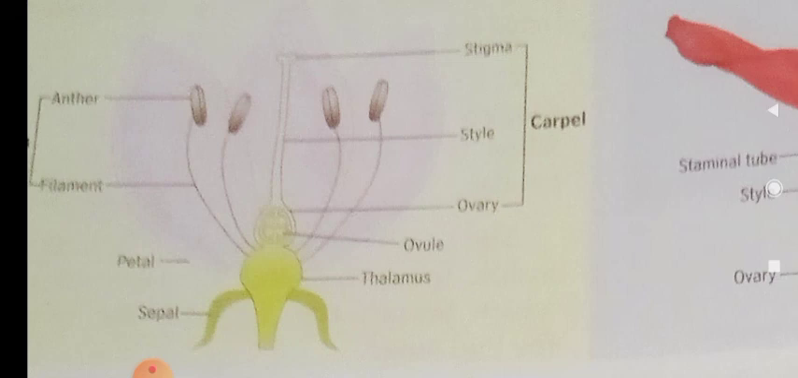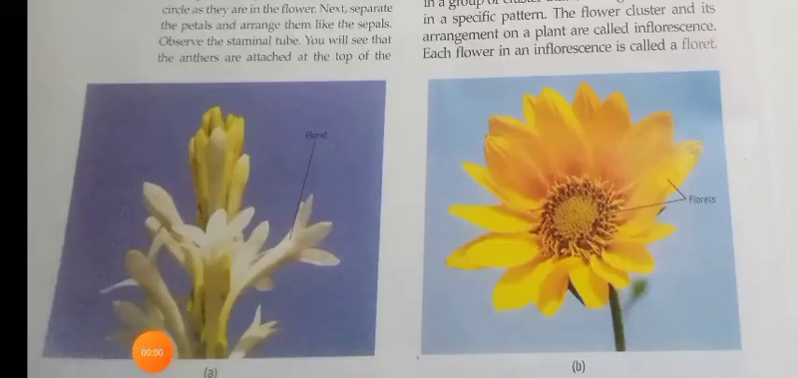For example, papaya. Okay, some flowers will contain both androecium and gynoecium. Such flowers are called bisexual flowers. Bisexual flowers, for example, rose, sunflower, etc. Is it clear, children? Okay, now the next part is inflorescence.